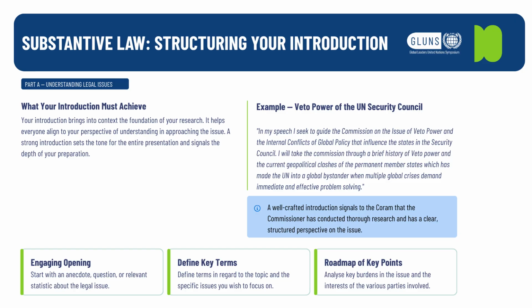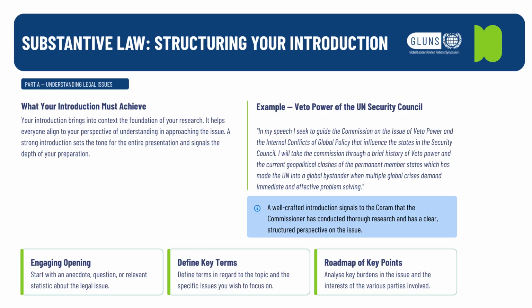Under the substantive law, you need to first understand the legal issues that are present. Structure your presentation as follows. The first thing is the introduction. Your introduction should essentially bring into context the foundation of your research. This is of particular importance to help everyone align your perspective to the understanding in approaching the issue.